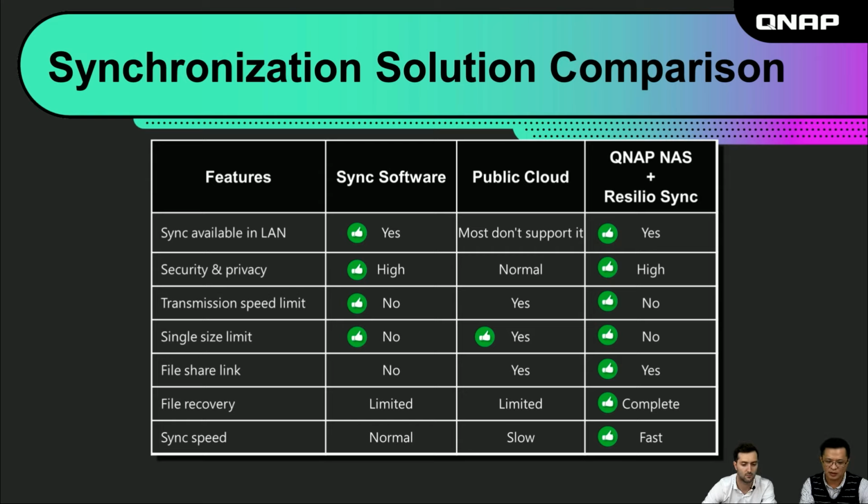Last, let's see the comparison table. Obviously, you can find that we beat all the other sync software and public clouds. Of course, the sync speed is the most excellent. But why? Because we are peer-to-peer. Yeah, it's very fast.